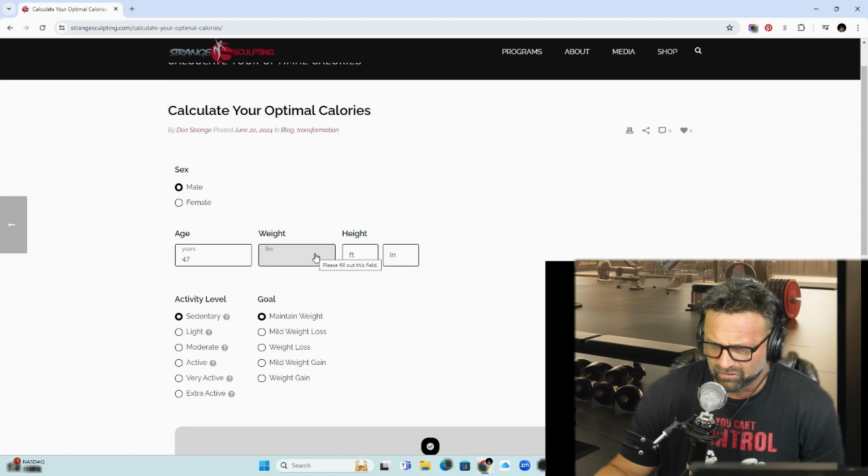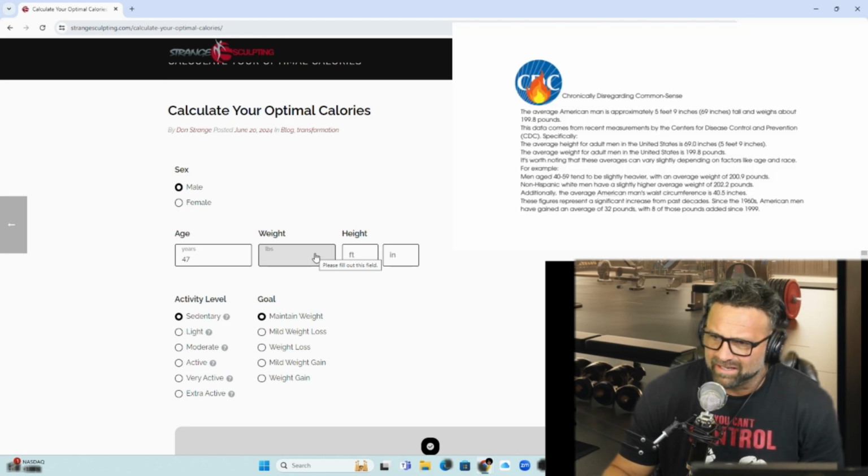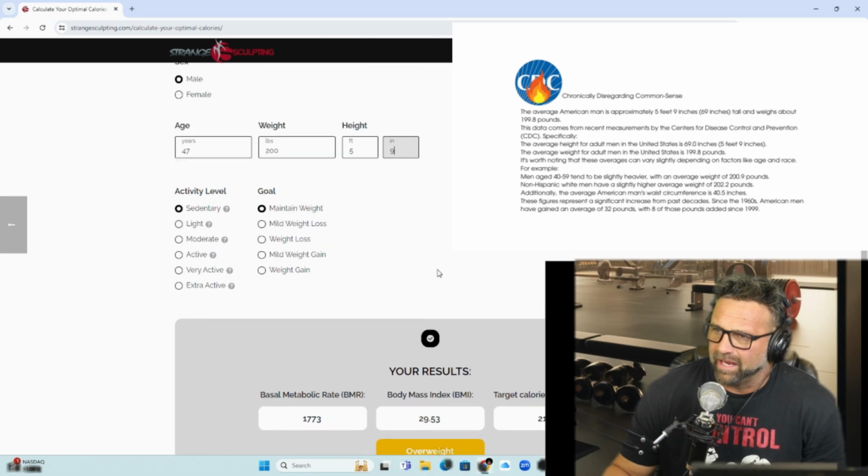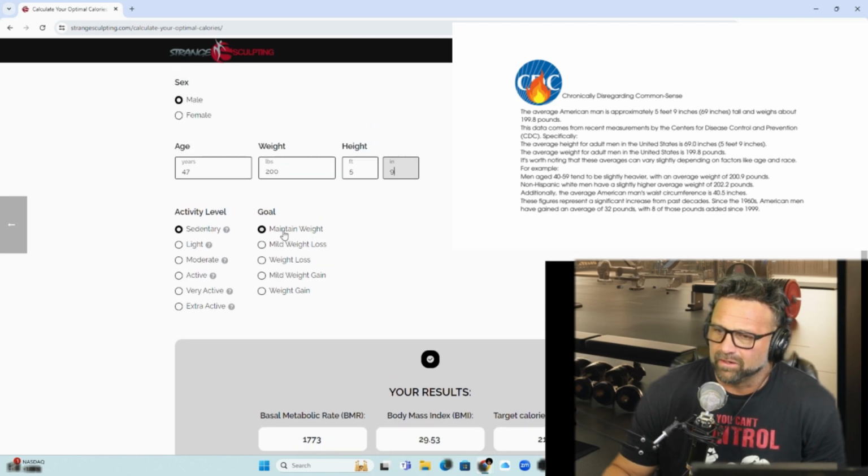What's the national average say? So I looked up the CDC, Chronically Dumb Center, and they said that the average American man weighs 199.8 pounds, and so I'm just going to round that up to 200 pounds. And now height would be 5'9" tall. That's what they say the average man is. Okay, that will spit out some numbers. I'm not going to go down there and show you that yet.